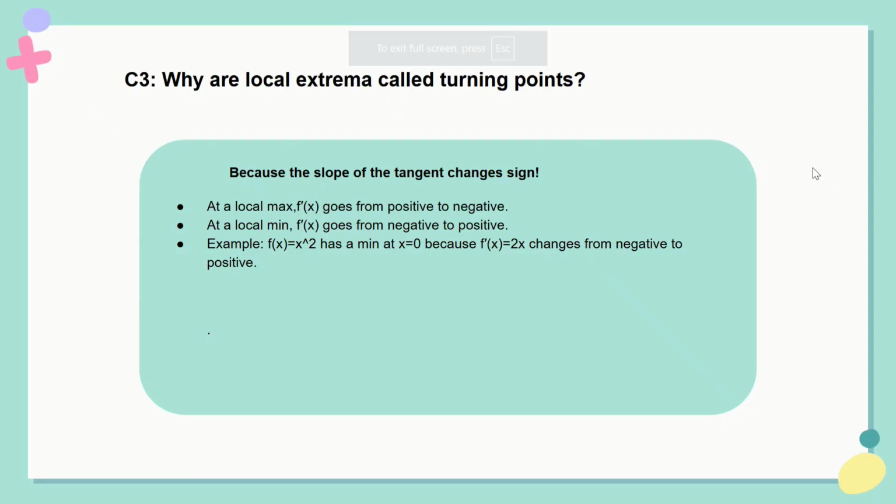This is my third question. Why are the local extrema called turning points? So they're called turning points because the slope of the tangents changes sign. At a local max, f prime x goes from positive to negative. At a local min, f prime x goes from negative to positive. An example of this is f of x is equal to x squared has a minimum at x is equal to 0 because f prime of x is equal to 2x changes from negative to positive.